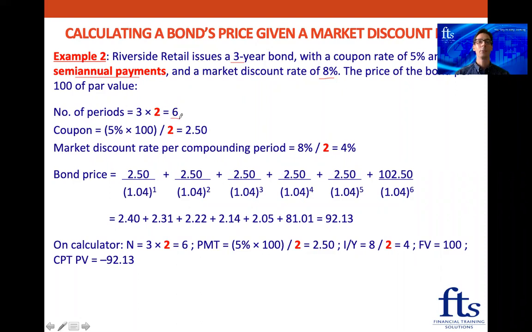And what's the coupon going to be now? Well, it's not going to be $5 anymore, because they're paying coupons twice a year, which means they're going to pay $2.50 every 6 months. And now what is the market discount rate going to be per compounding period? We're just going to divide the 8% by 2. It's going to be 4%. So now we have to do 6 little present value calculations.